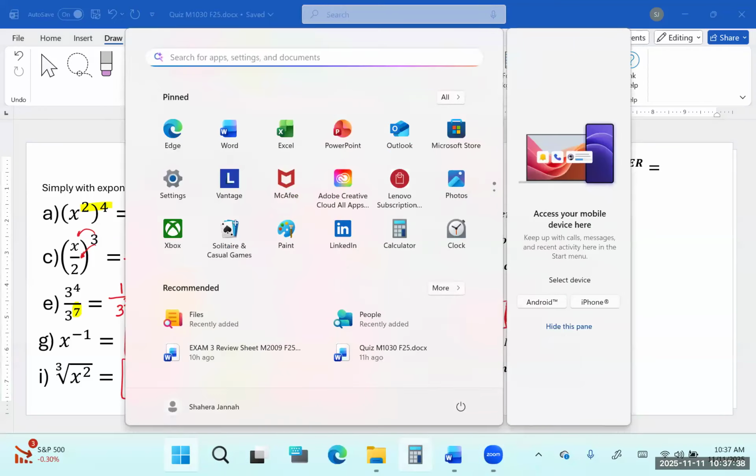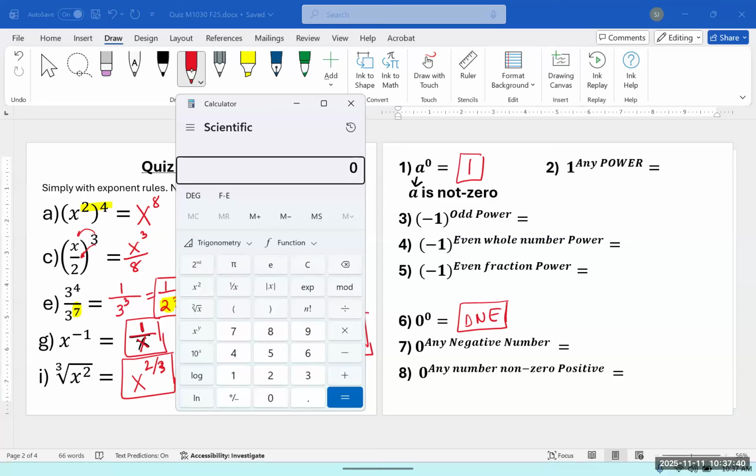Okay, let's see what the calculator tells us. We have 0, and this is the power symbol, x to the y. 0 to the power 0. So what do you expect to see? 0, 1, or DNE? They are telling 0 to the 0 is 1. See? So are you lying or are they lying?